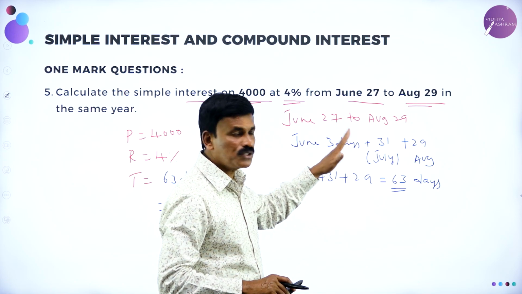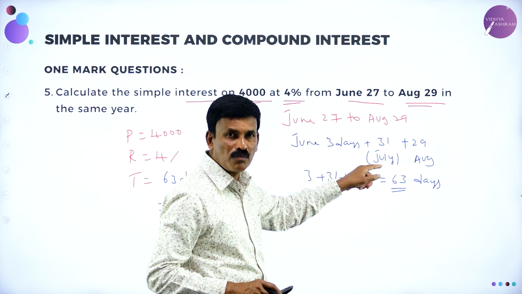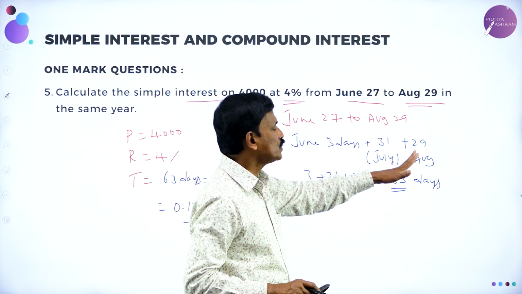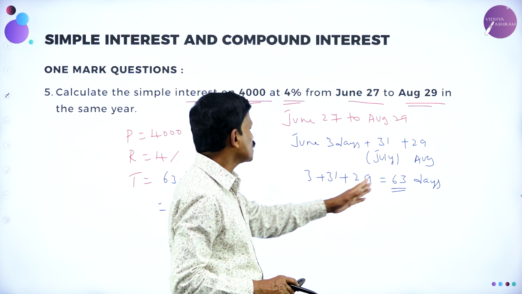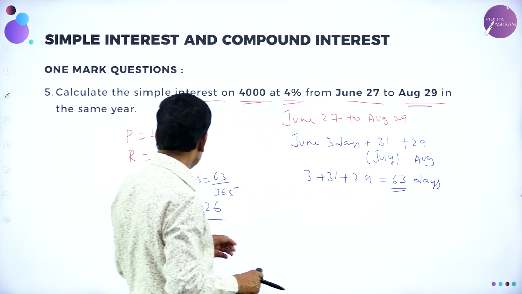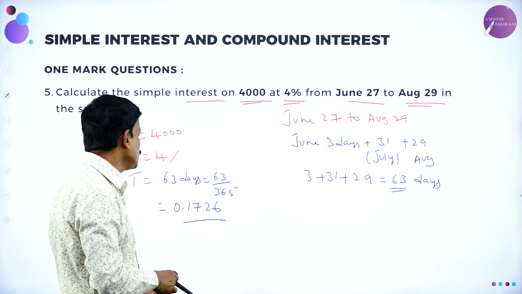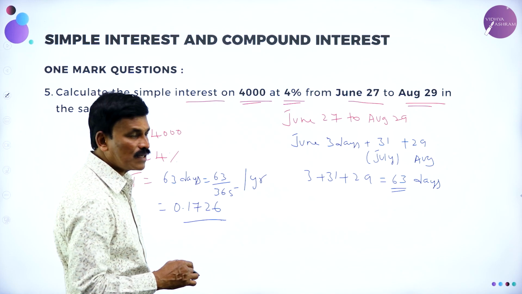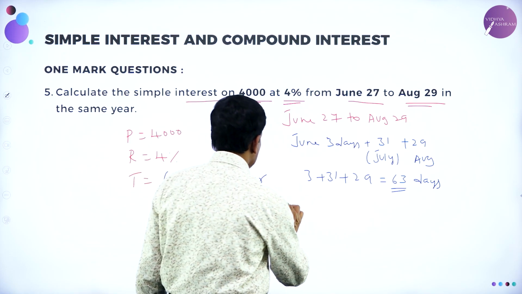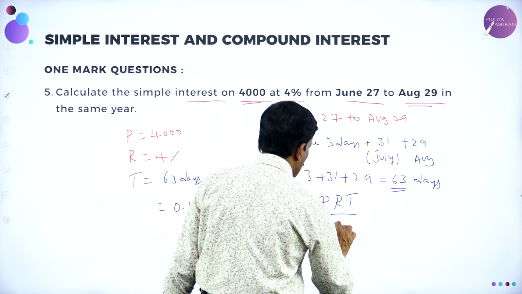From June 27 we get 3 days in June, 31 days for the full month of July, and 29 days in August. So 3 plus 31 plus 29 is equal to 63 days. Convert this: 63 divided by 365 days per year is 0.1726 year. Now simple interest is equal to PRT over 100.